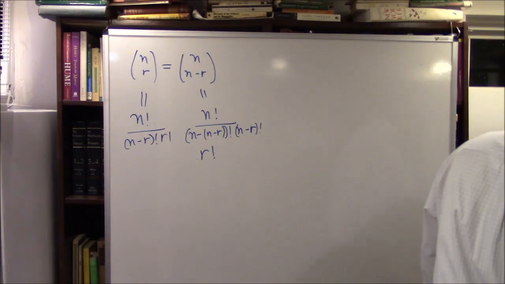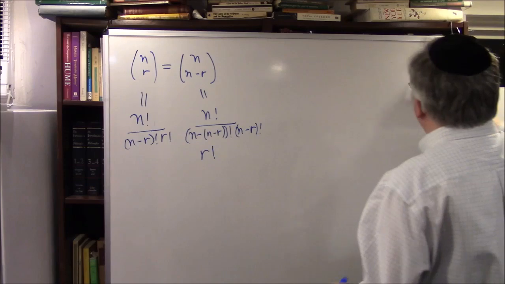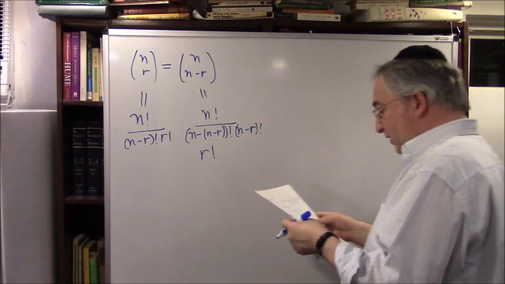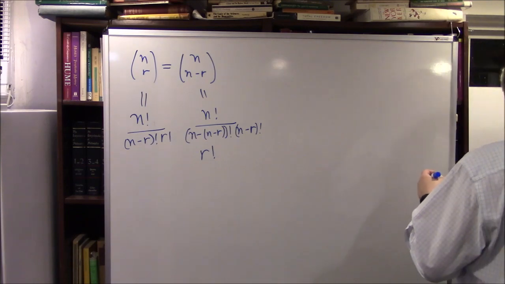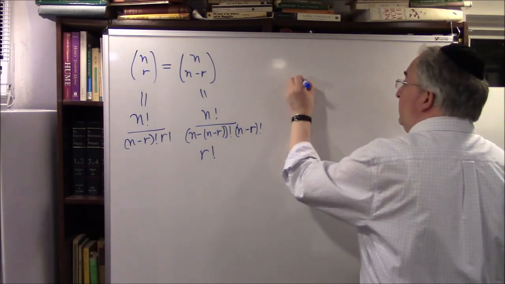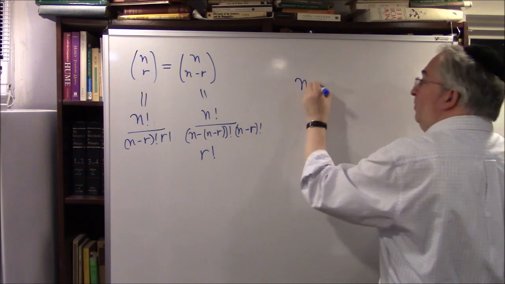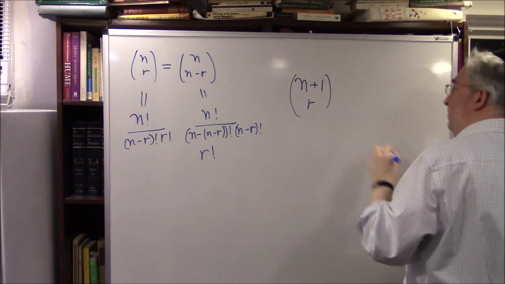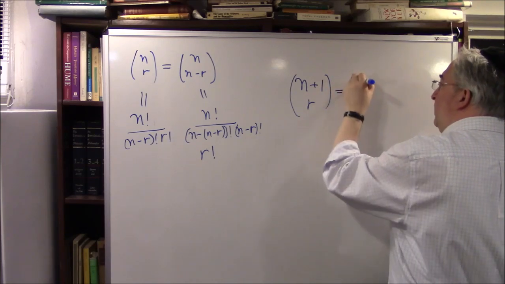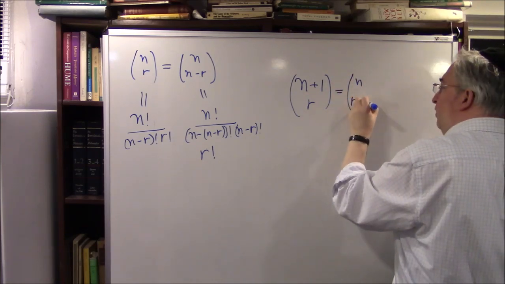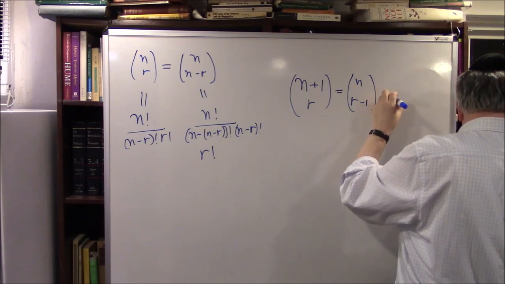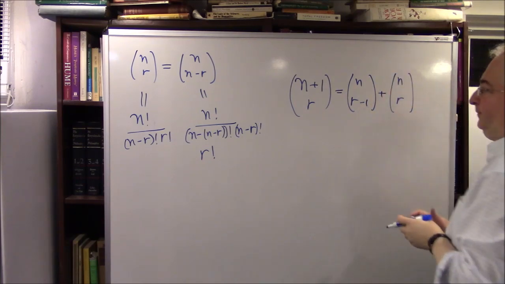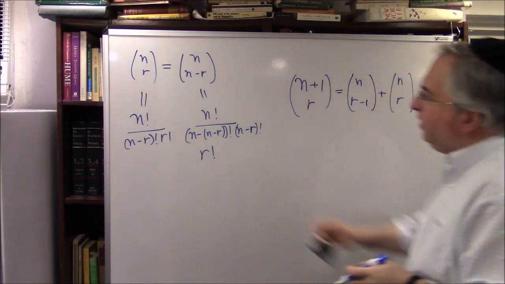Great. Next, there's another property that can also be done the same way. It goes as follows. N plus 1 choose R is the same thing as N choose R minus 1 plus N choose R. Okay. I'll read this.